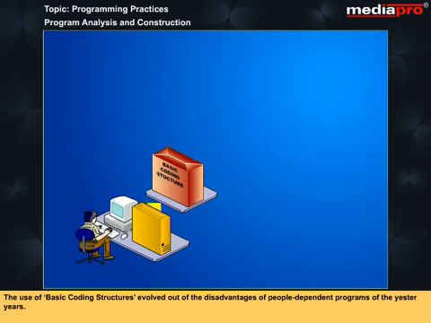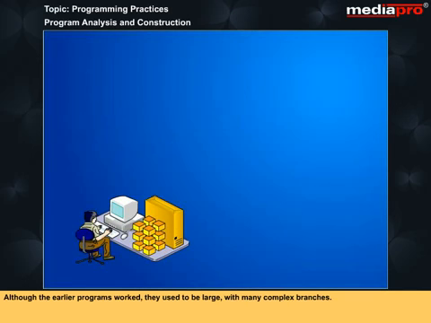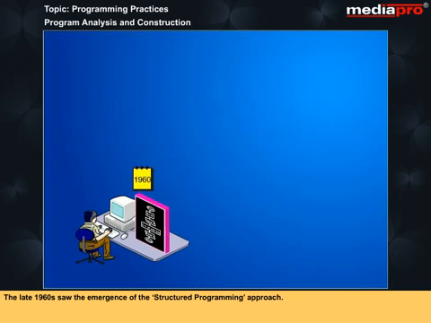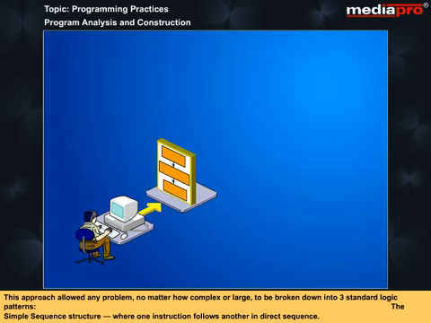The use of basic coding structures evolved out of the disadvantages of people-dependent programs of the yesteryear. Although the earlier programs worked, they used to be large with many complex branches. Understanding of codes, the branches, and logic by other people debugging and maintaining the system was a virtual nightmare. The late 1960s saw the emergence of the structured programming approach. This approach allowed any problem, no matter how complex or large, to be broken down into three standard logic patterns.